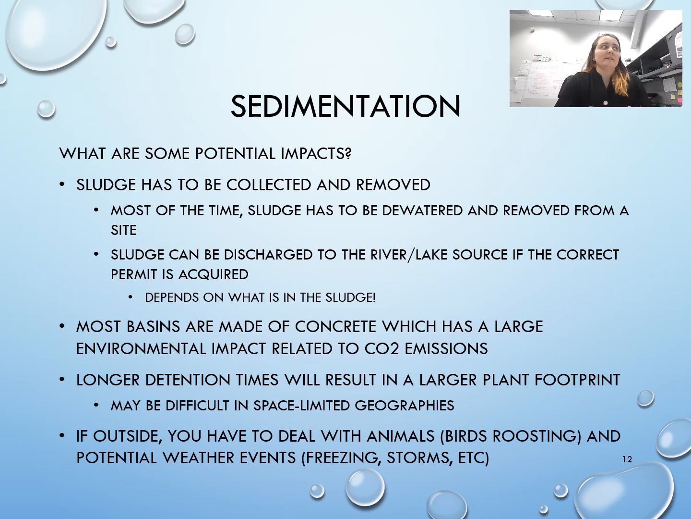A good example of this would be if you're using aluminum sulfate, or alum, as your coagulant and you have lots of aluminum in your sludge. You're probably not going to be able to discharge that to a river because that aluminum concentration is going to impact the fish. So you have to be aware of how much is in your sludge and what's in your sludge. Most basins are made of concrete, which has a relatively large environmental impact related to CO2 emissions. So one of the new frontiers in looking at sedimentation is looking at different materials for basins.